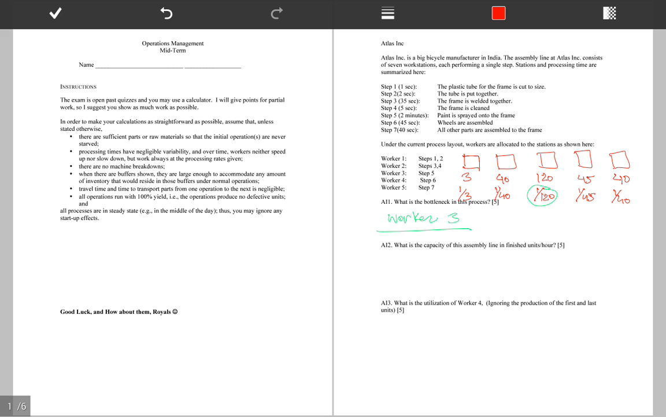Well, the capacity of the assembly line is determined by the capacity of the bottleneck. The capacity of the bottleneck is 1/120 units per second. So this must be the capacity of the process. But remember, we give the answer in terms of units per hour. To convert from units per second to units per hour, we multiply by 60, it becomes units per minute. We multiply by another 60, it becomes units per hour.